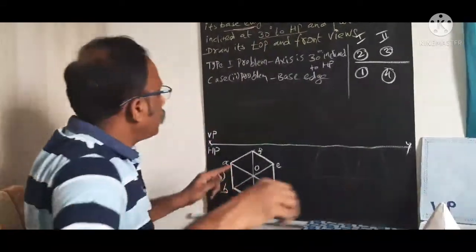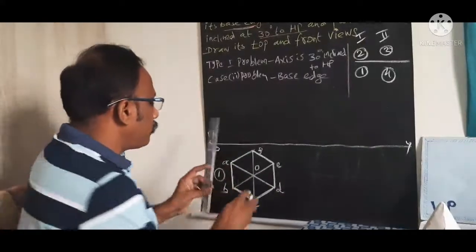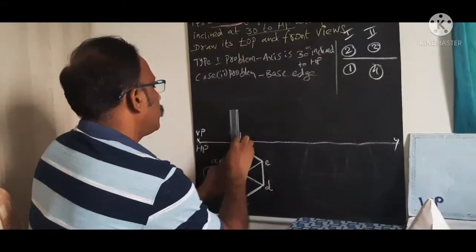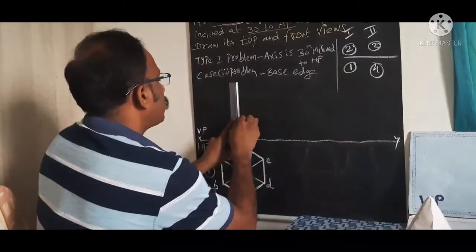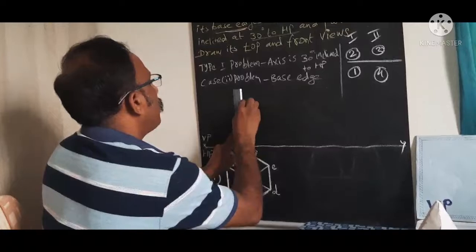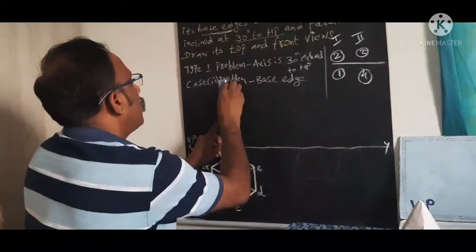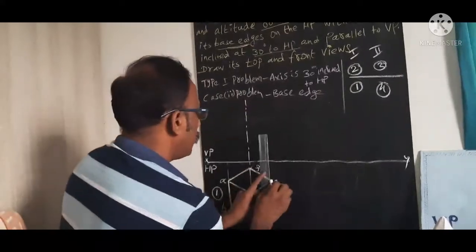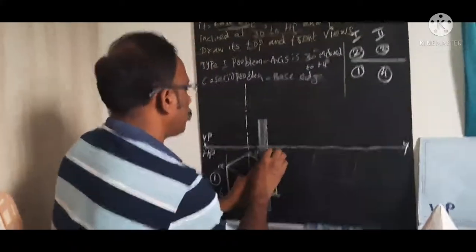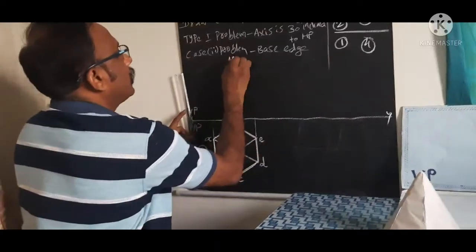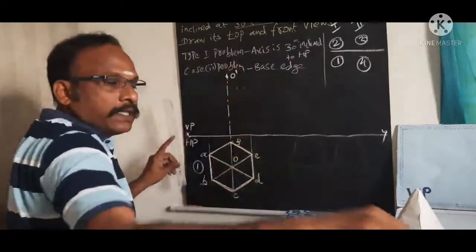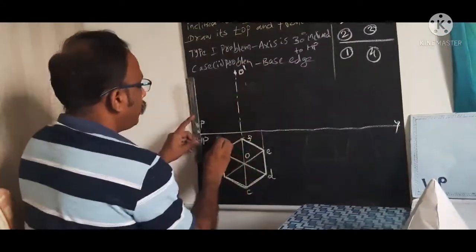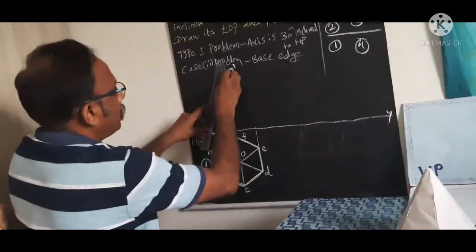Now we are going to draw the corresponding front view. From this point O, first draw your axis line for the height of 80 millimeters, and draw the corresponding projections from the other base corner points. Now we need to mark this point. This is my O dash, the apex point, the front view point. Now I need to join here.